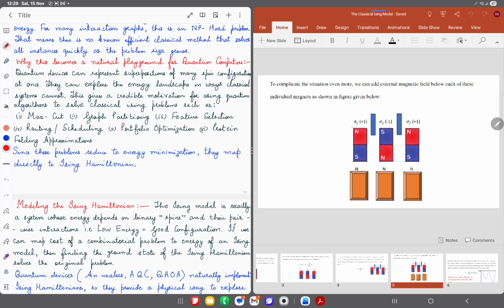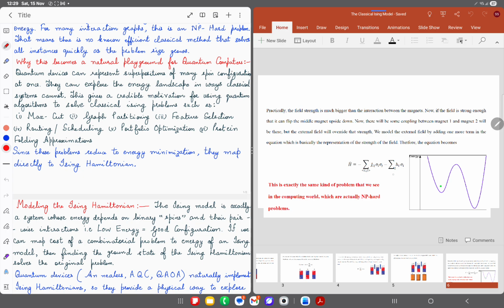random variable sigma 1 for the first magnet. That means we will take the product of the strength of the magnetic field and the individual random variable for the magnet. So we introduce one more term here, with index i, the summation over index i. Hi represents the strength of the external magnetic field. Sigma i represents the spin random variable for the magnet.